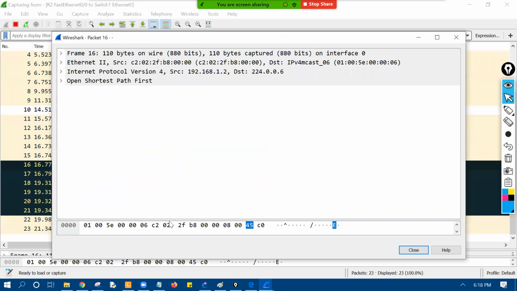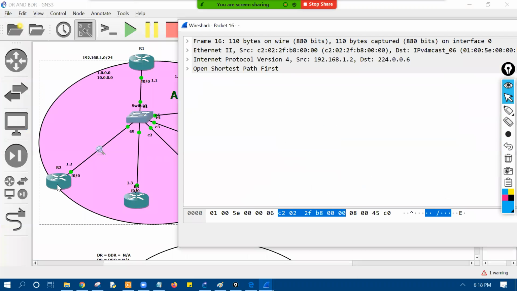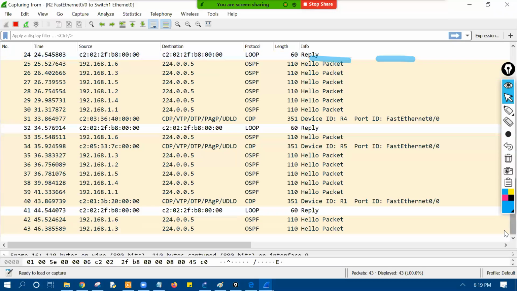So R2 is my DROTHER router, right? Can you see this diagram? R2 is my DROTHER router. So what is DROTHER going to do? It will send this information to whom? DR, right? It will send the information to DR, and DR will flood this information to 224.0.0.5. If you see that information.